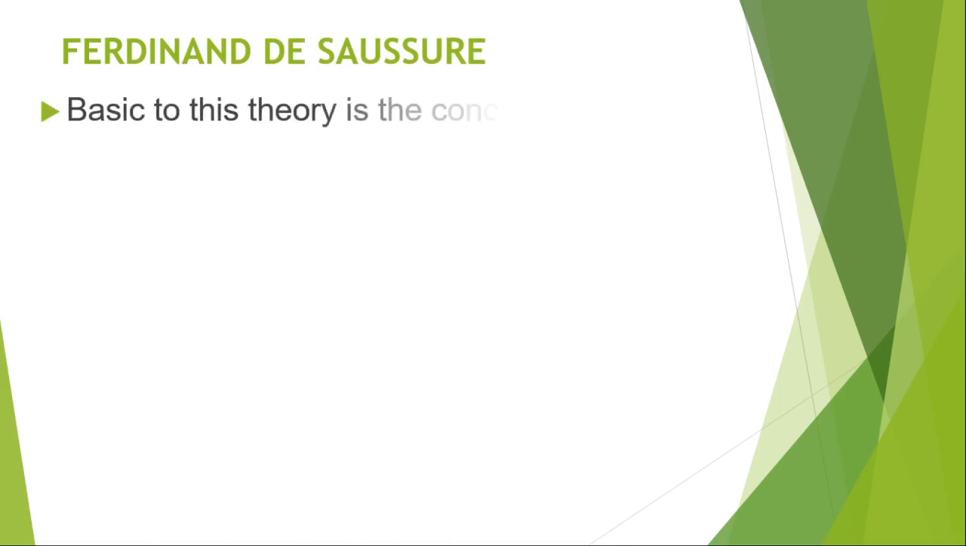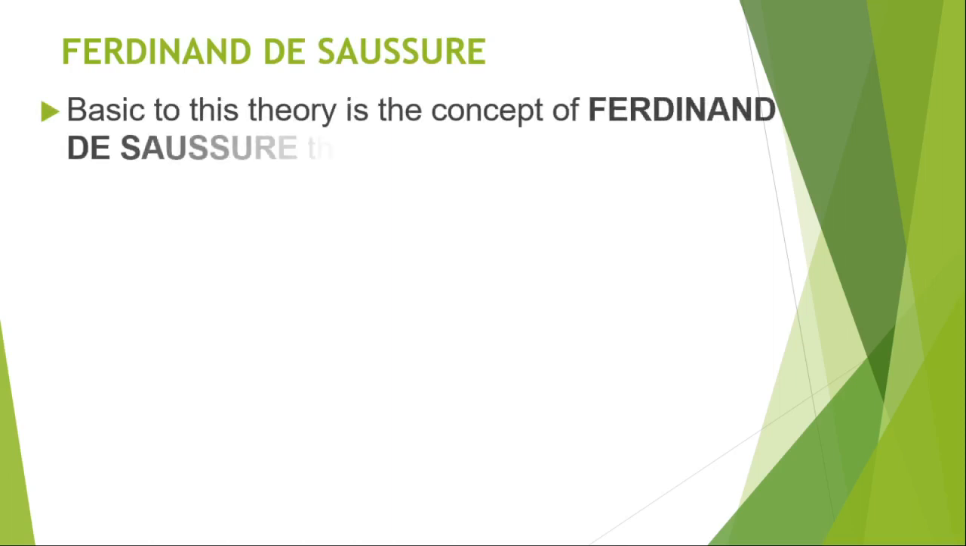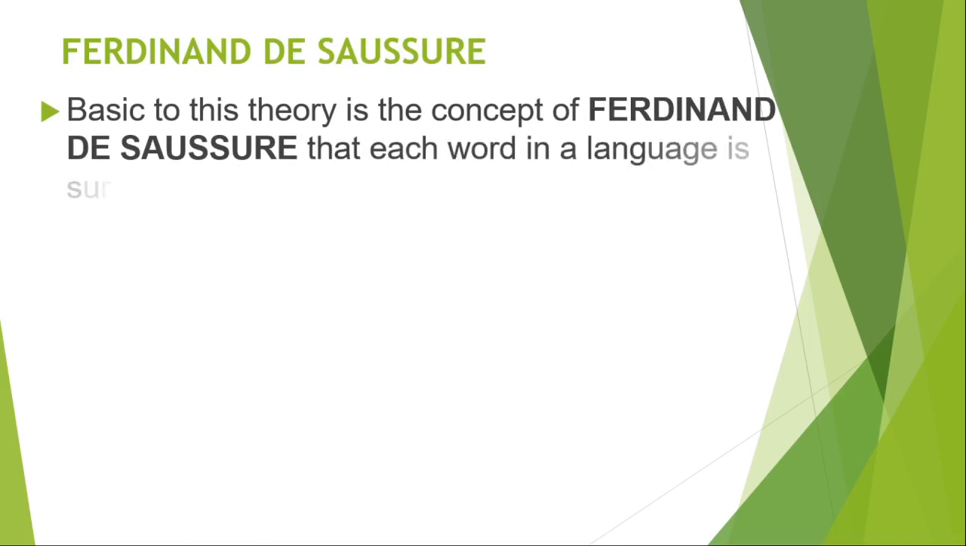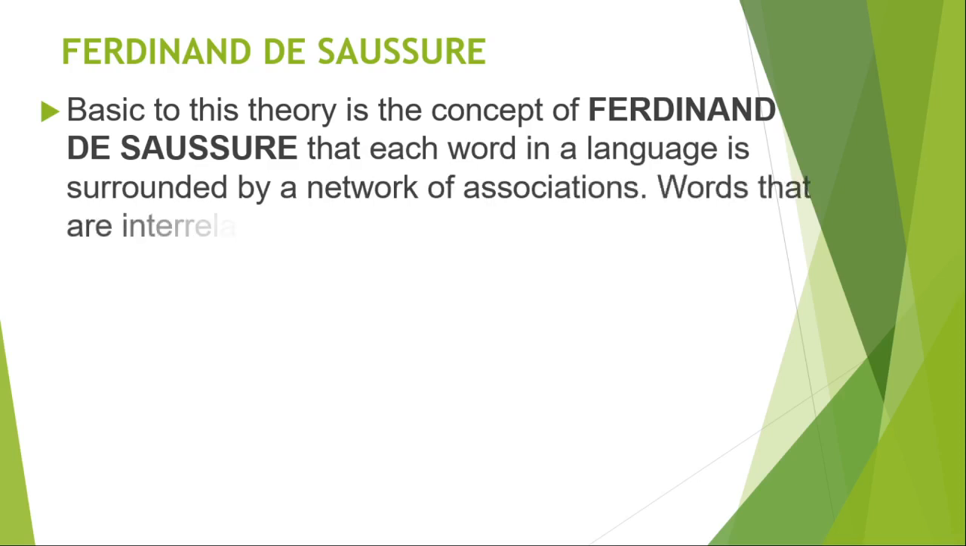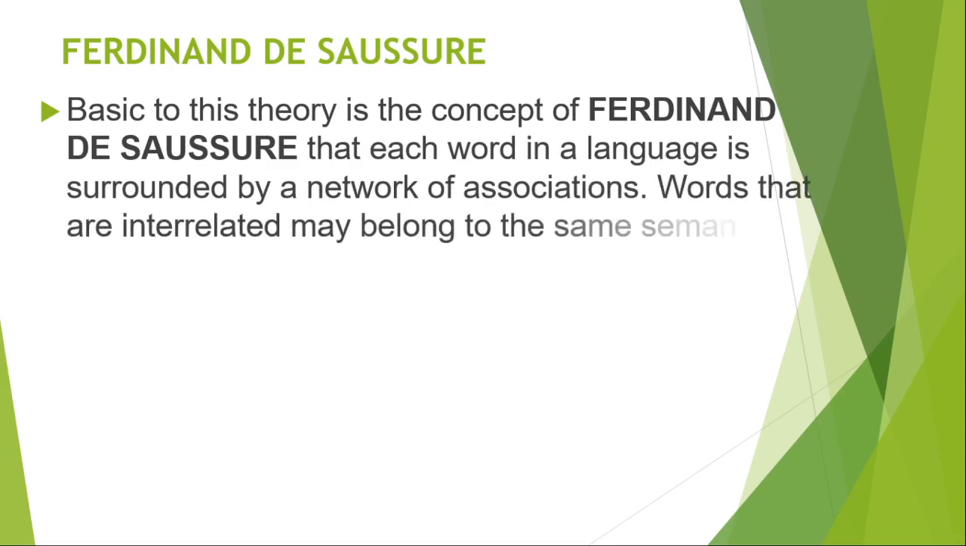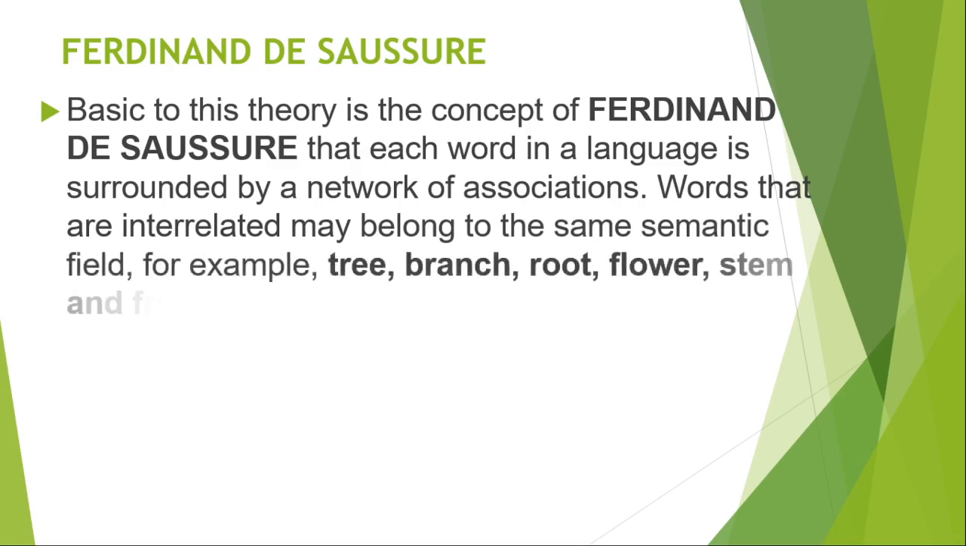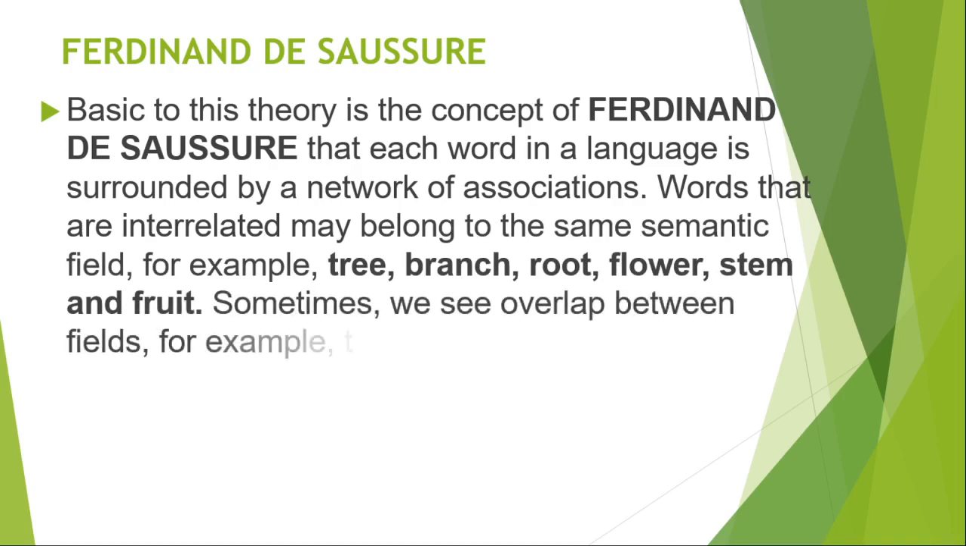Now we should look at Ferdinand de Saussure's views in this regard. Basic to this theory is the concept of Ferdinand de Saussure that each word in a language is surrounded by a network of associations which cannot withstand other terms. It explains the vocabulary or lexicon of a language as a system of interrelated networks or semantic fields. Words that are related may belong to the same semantic field, for example, tree, branch, root, flower, stem, and fruit.